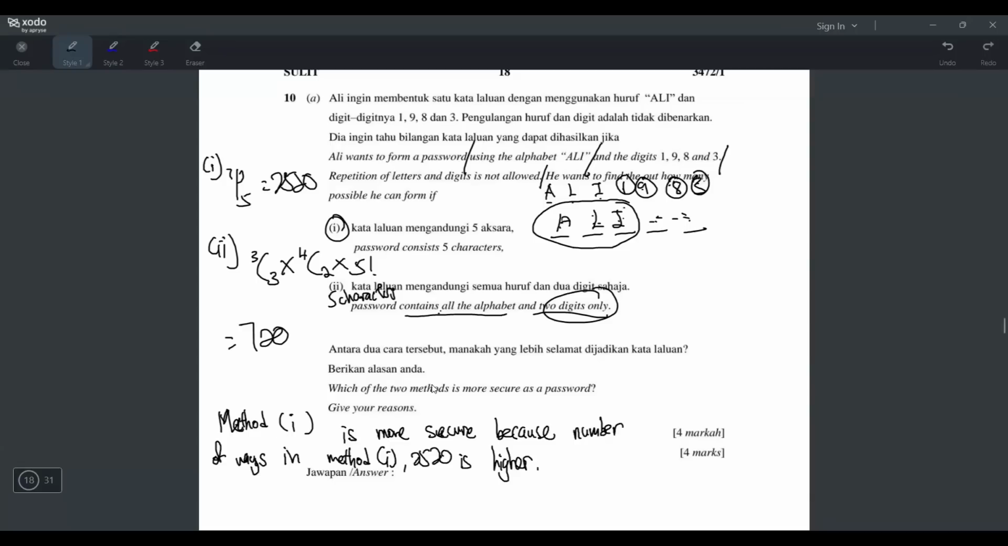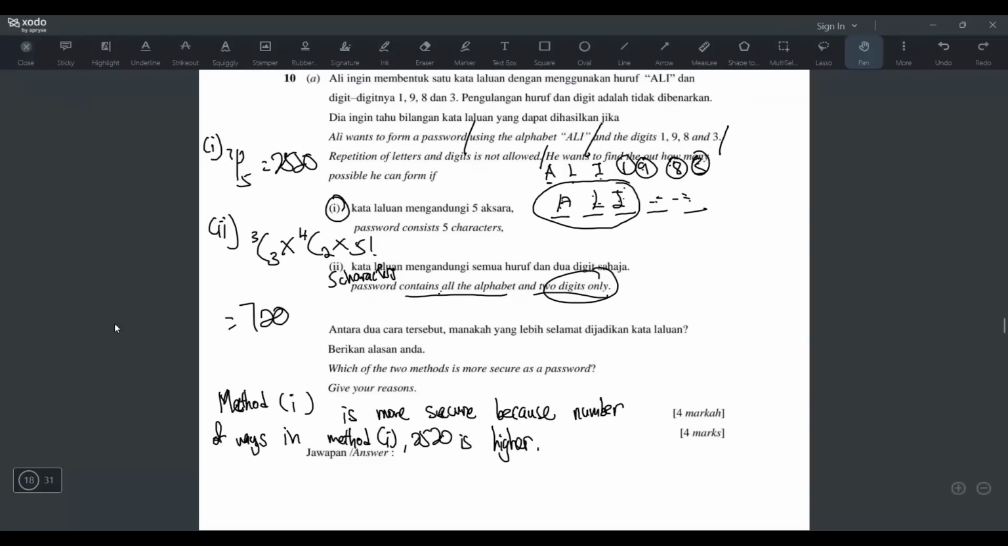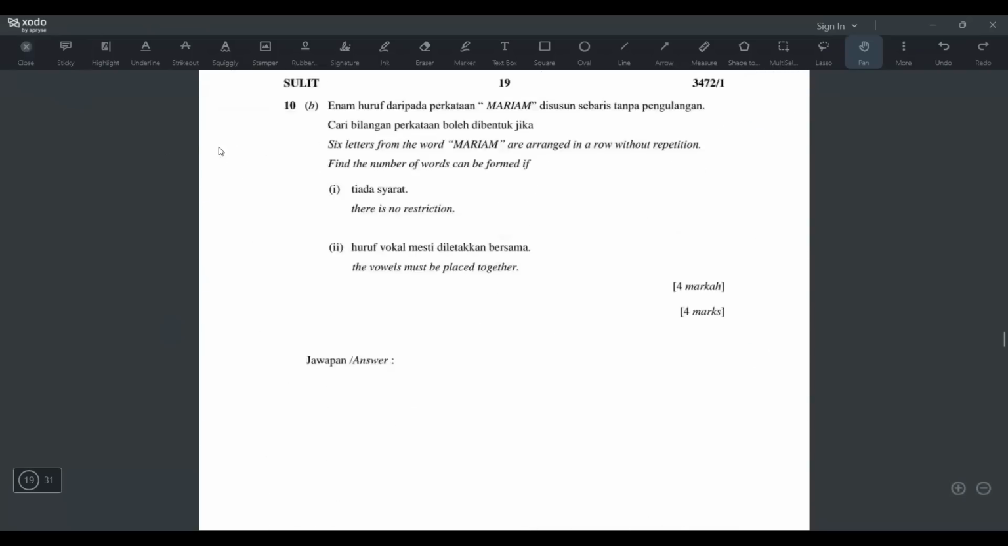Okay, so which of the two methods is more secure? Method one, because the number of ways in method one, 2520, is higher. Okay, this is good enough. Okay, done.